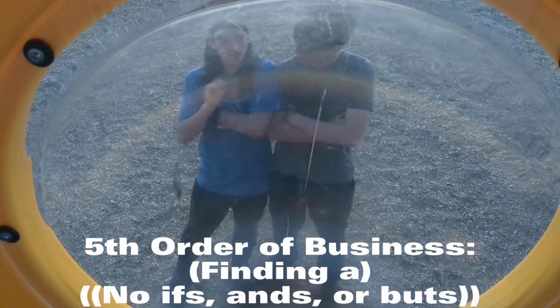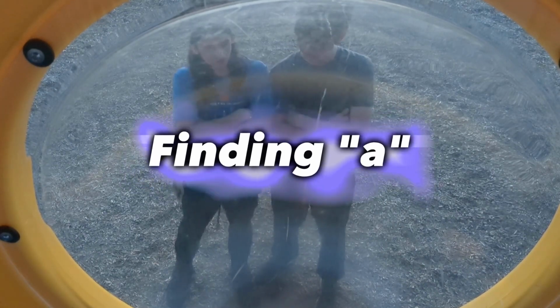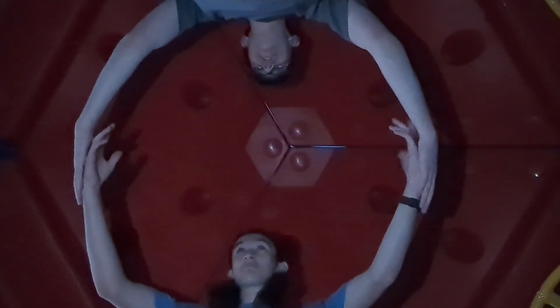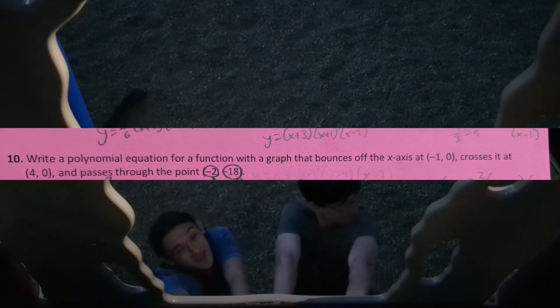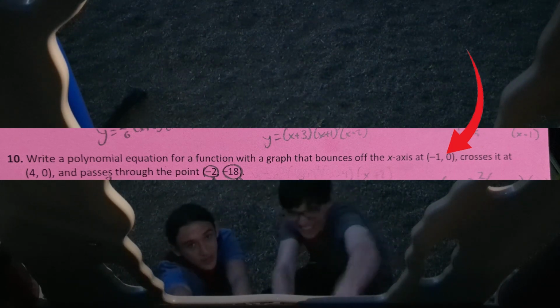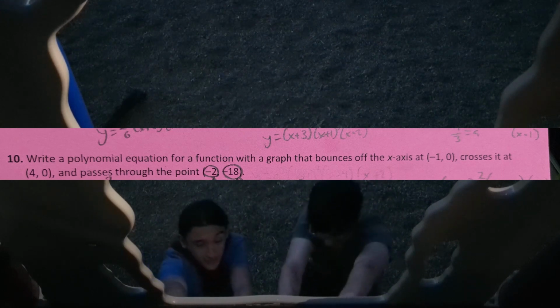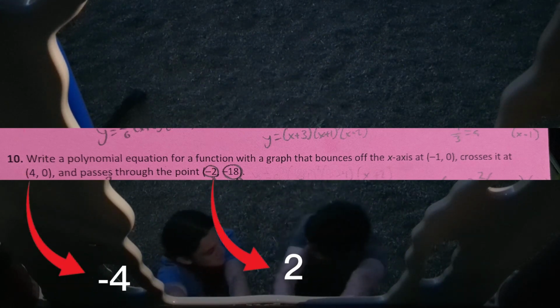Buckle up. This is the 5th and final order of business. Find an a. Is that our stress factor? Correct. See this question here? It says write an equation for a function that bounces off the x-axis. That means the parentheses will be squared, right? Correct. Since it says our function bounces off the x-axis at negative 1, 0, that makes our bounce point positive 1. Does that mean that our other x-intercepts are negative 4 and positive 2?